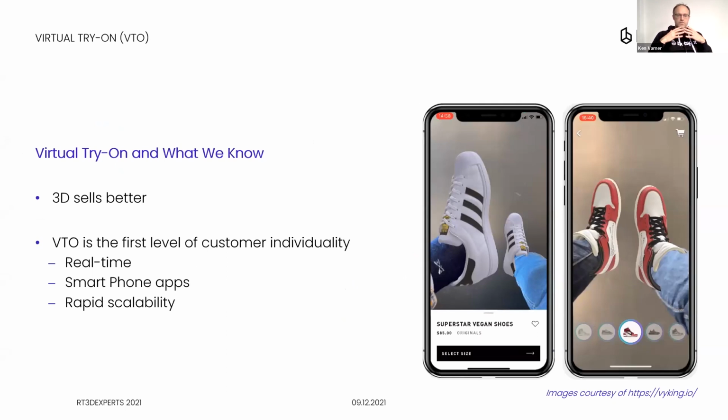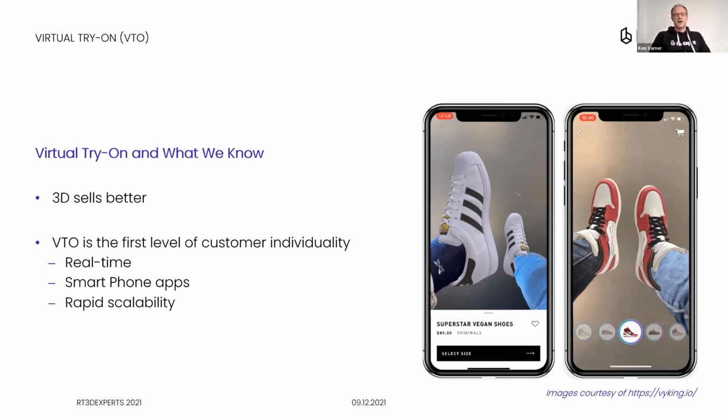So, virtual try-on. Just so we know what we're talking about, it's an app such as this, where you can use your smartphone and look down at your feet, and the shoes that you want to take a look at will be placed over your feet in a real-time application on a phone. And again, that's the virtual try-on. I think most people in this room already understand that.